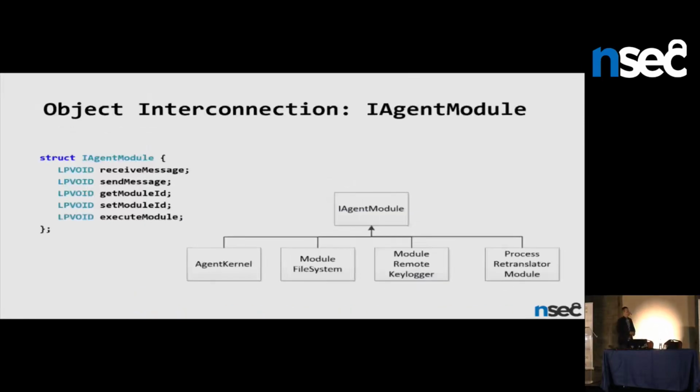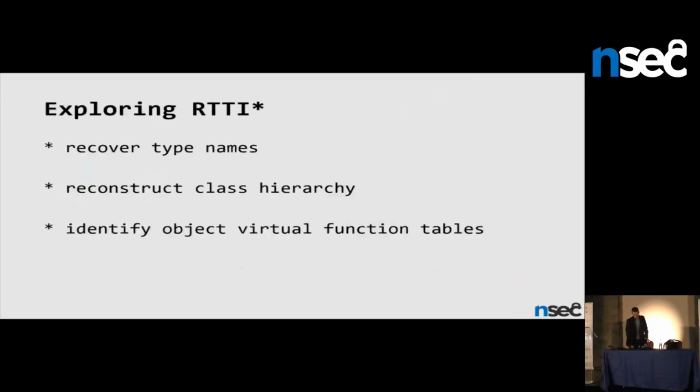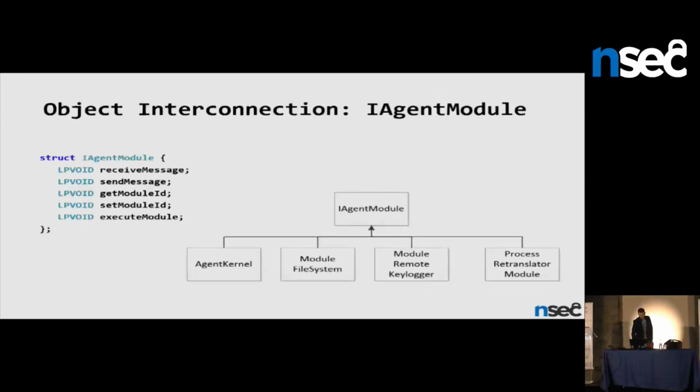Here is the reconstructed architecture of the agent modules. All these modules implement a single interface, which is their IAgentModule, consisting of 5 routines. The first 2 are used to exchange information with the CNC server: receive a message from the CNC server, receive some commands, and send a message to or report something to the CNC server. Then there are the routines get module ID and set module ID. Each module has its personal identifier. The final method is execute module, which actually runs its functionality. Okay, how did we get all these names here on this slide?